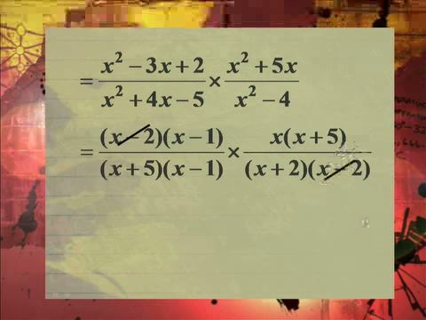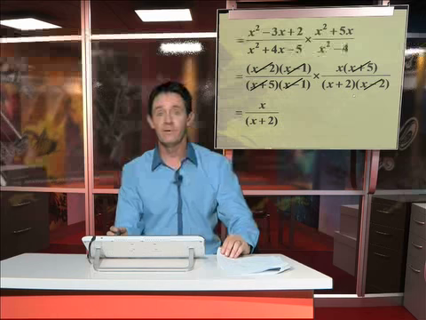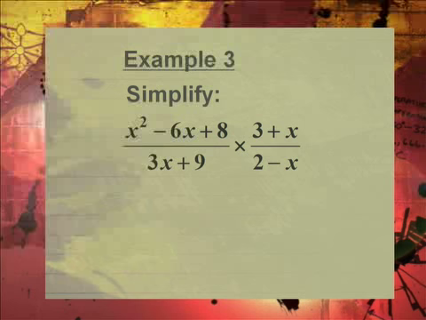Now we can cancel those two. We can cancel those two and those two. And we are left with x over x plus 2. Very importantly. Okay, you got it, guys? Stick with me. Okay, here's the third example.